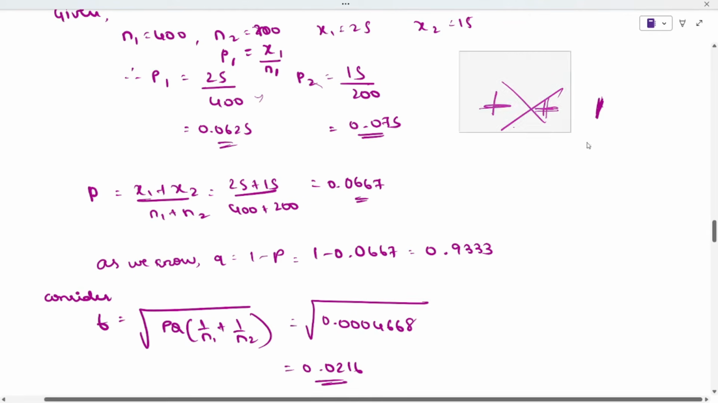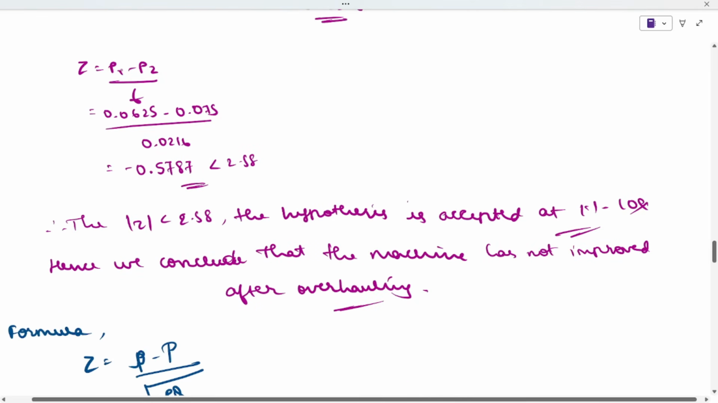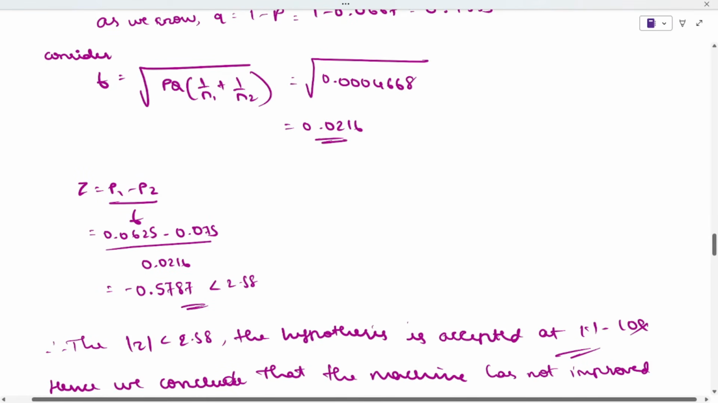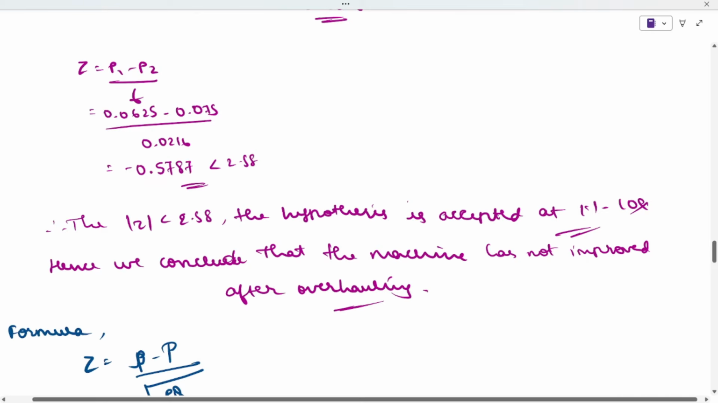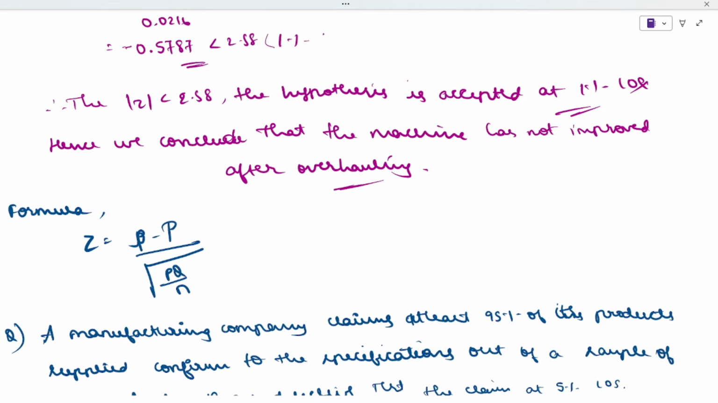Now again you will take the value of p and substitute. Q is what? Q is 1 minus p. For the denominator, you take some variable f and substitute all the values, that is, f is the square root of PQ times (1 by n1 plus 1 by n2). Then substitute p1, p2, f. You will get it as 2.58. You have to compare with 2.58 because it is 1% LOS.